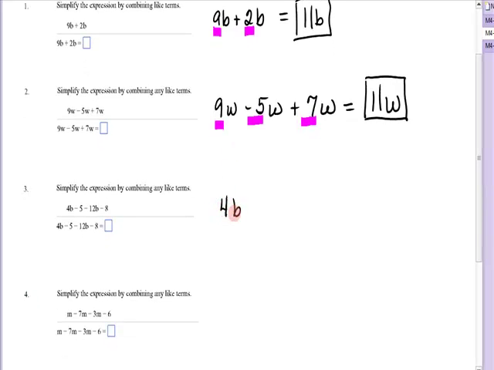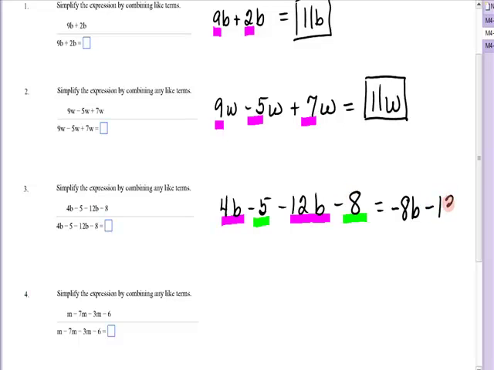Next one, 4b minus 5 minus 12b minus 8. Well, in this expression, these two terms are b's, but these two terms are what we call constants. Constants because they don't have any variable part. I combine those things that are alike. So with the b's, I have a positive 4 and a negative 12. Let that sign belong to the 12. A positive and a negative, I subtract. Keeping the sign of the larger one means I get negative 8b. With the constants, I have negative 5 and negative 8. They're both negative. Add them up for negative 13. Now, these are not like terms, so I cannot combine any further.